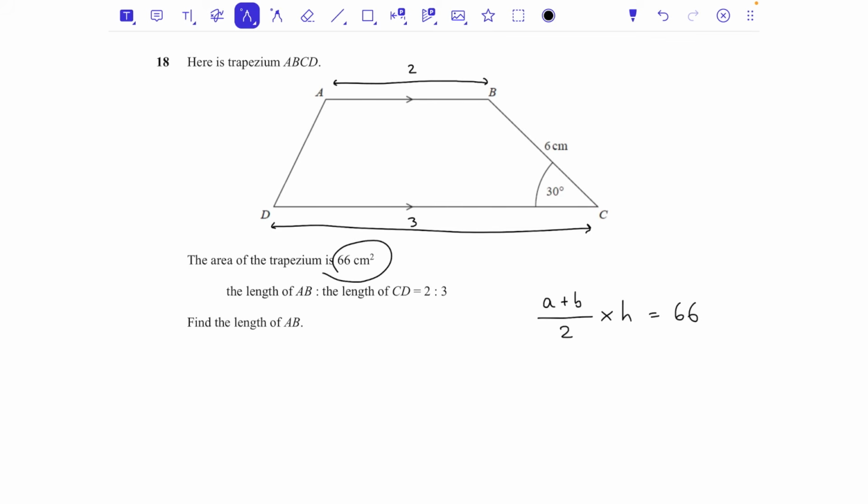So what do I need? Well, I need the height for sure, and that's going to help me work out what this bit is, and that's going to help me work out the missing widths that we want there. Okay, so what is the height?